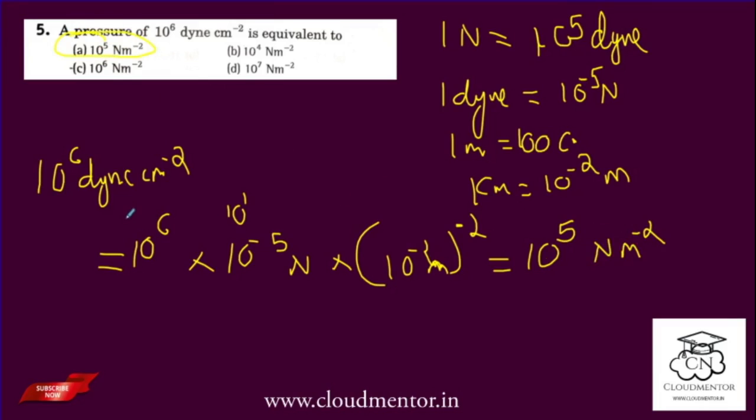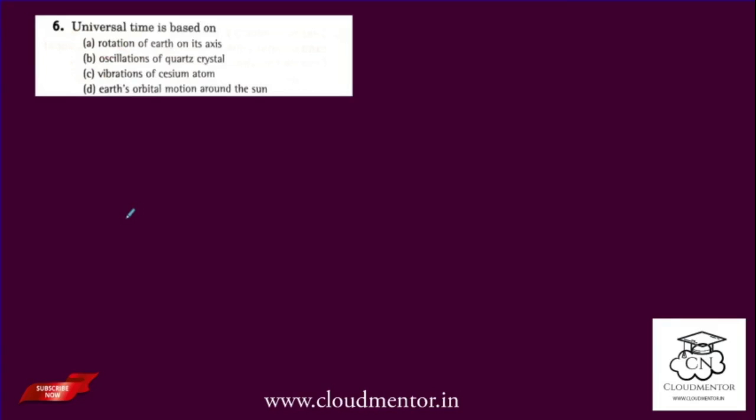So let's go for the next question. The universal time is based on which of these? We know that the time defined in terms of rotation of the earth is called the universal time. It is defined by the rotation of the earth on its axis. So option A is the right answer.